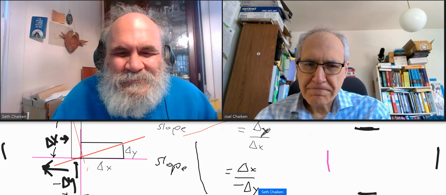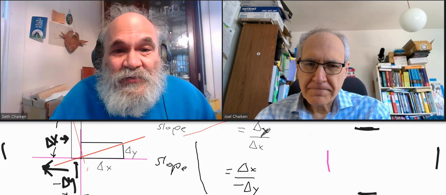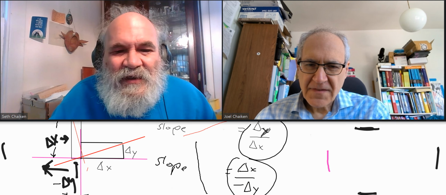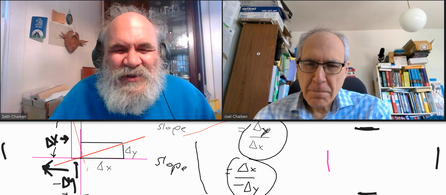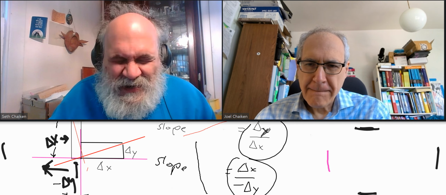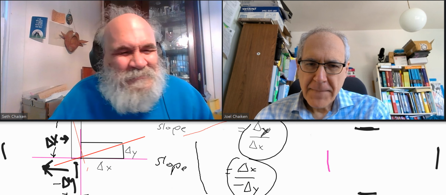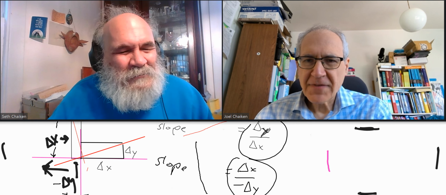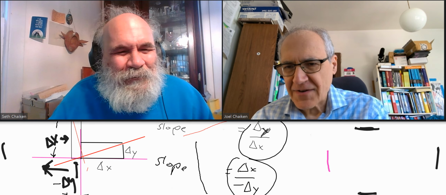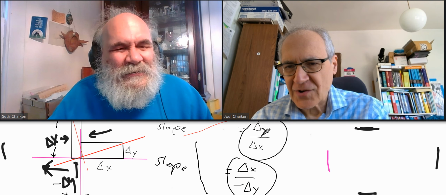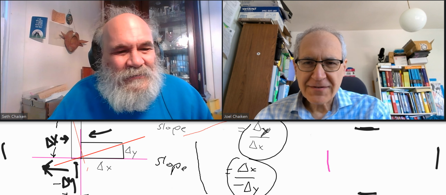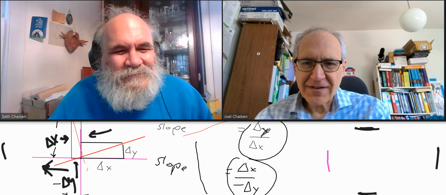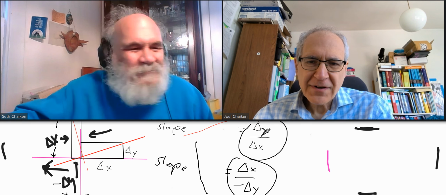And these two are negative reciprocals. You get one from the other by reciprocating and taking the minus. You could almost see it, right? One of them is a positive slope and one is a negative slope. That's a great way to see it.